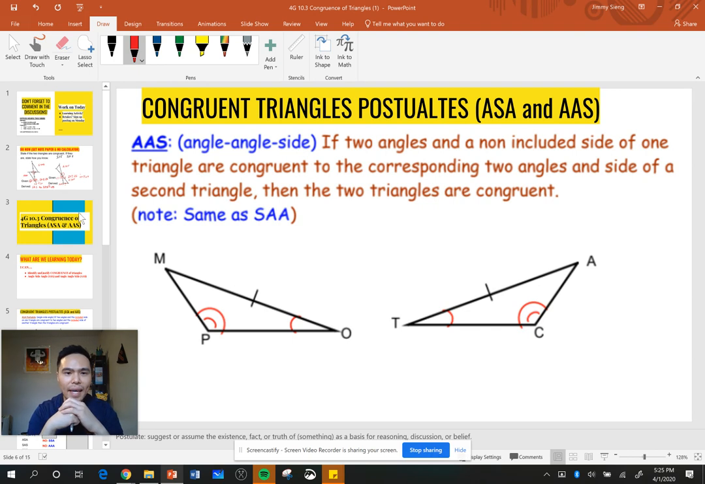The next one is angle, angle, side. That's when two angles and a non-included side of one triangle are congruent to the corresponding two angles and side of a second triangle. Then we can say the two triangles are congruent. Notice how we have the angle here, here, and then you end up with a side, okay? This is the same as saying side, angle, angle. Those are associated to each other. You can flip them around.